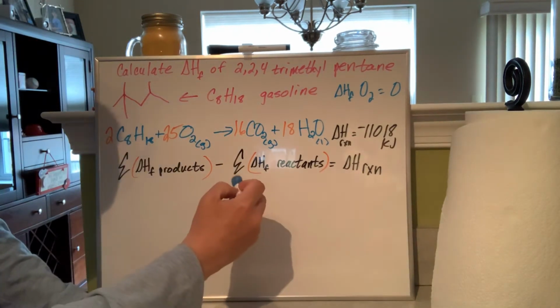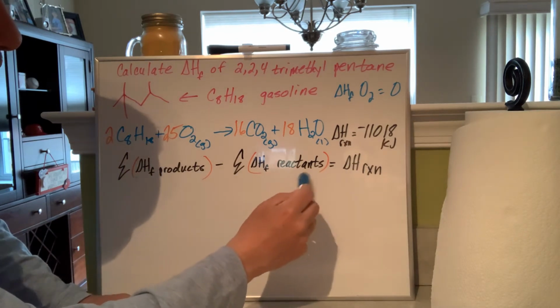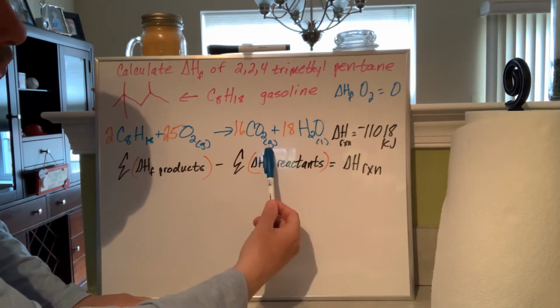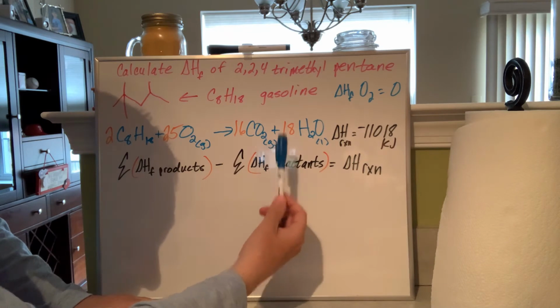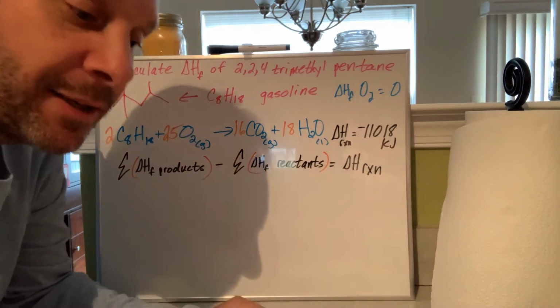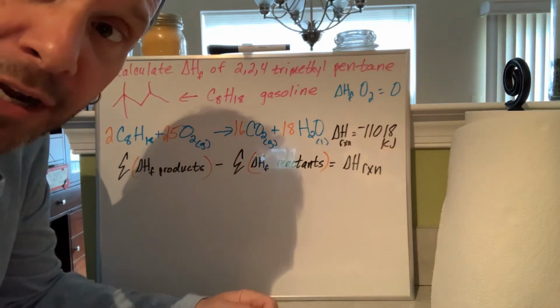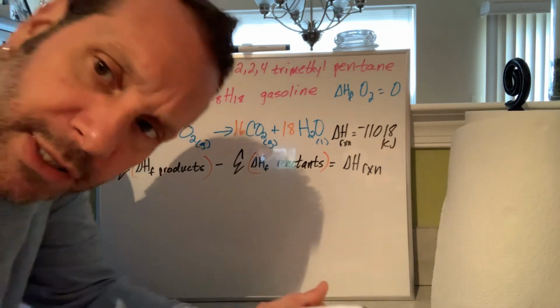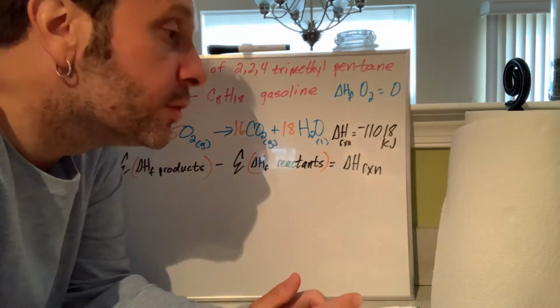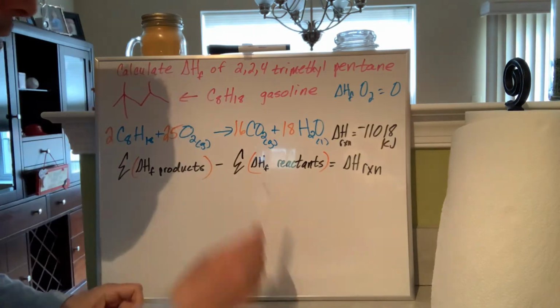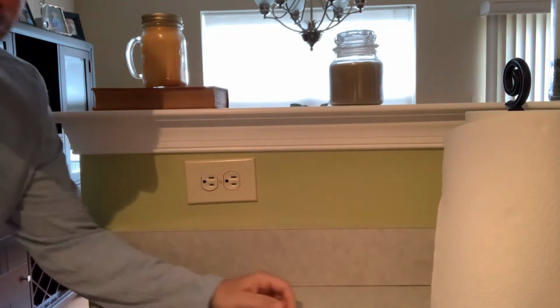Okay, so let's get the summation of all the delta H values. So you look on your enthalpy of formation table, and you'll find that CO2 gas is negative 393.5. The unit is kilojoules per mole. So we have 16 moles of it. So let's do the summation of the products first.